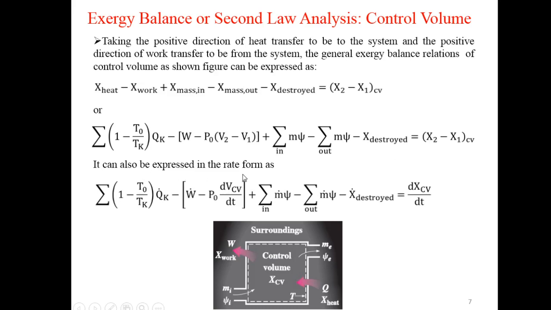It can also be expressed in the rate form in this way. So we have taken this rate of heat transfer here, here the rate of work done by the system, here the rate of change in volume of control volume, plus mass flow rate. We have taken the mass flow rate here, and here also. This is rate of exergy destroyed, equal to rate of change of exergy of the control volume.